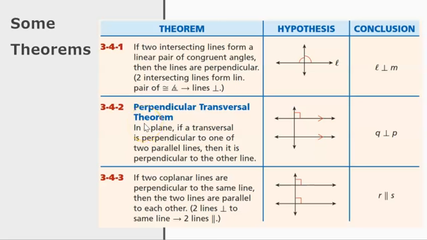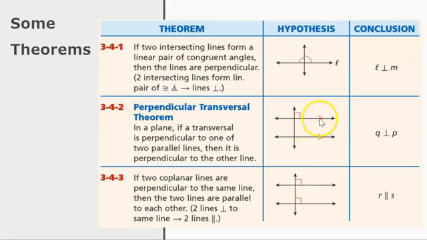The next theorem is what we call the Perpendicular Transversal Theorem. It says in a plane, if a transversal is perpendicular to one of two parallel lines, then it is perpendicular to the other line. That means if I know these two lines are parallel, and I happen to know that this is perpendicular right here, then I know it's going to be perpendicular down here because, notice, those are corresponding angles.